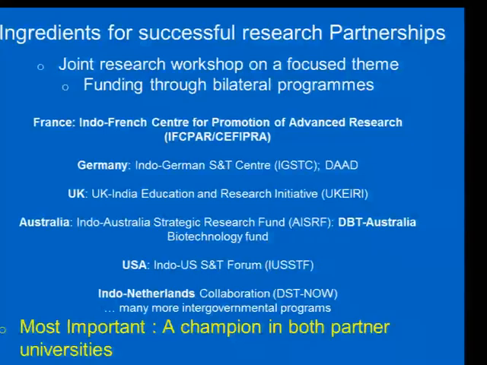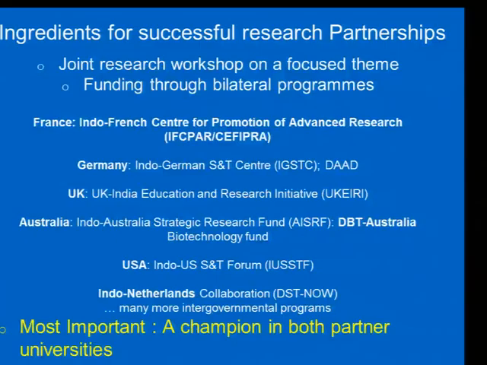So what are the ingredients for a successful partnership? Many of the times, it usually begins with a focused research workshop. A workshop where people from two different places actually discover each other, find complementarities, and then take it to bilateral funding programs, which are mobility programs, and then aim for big research programs.